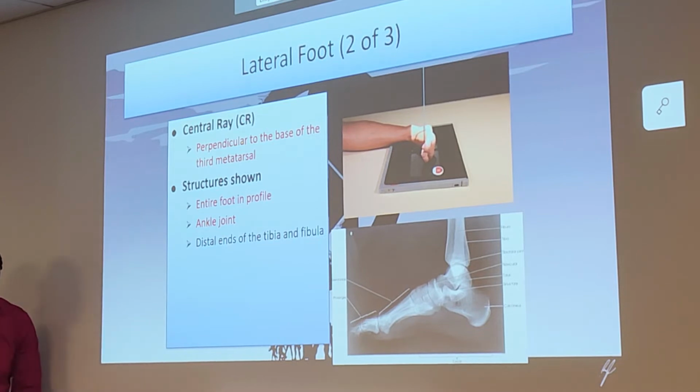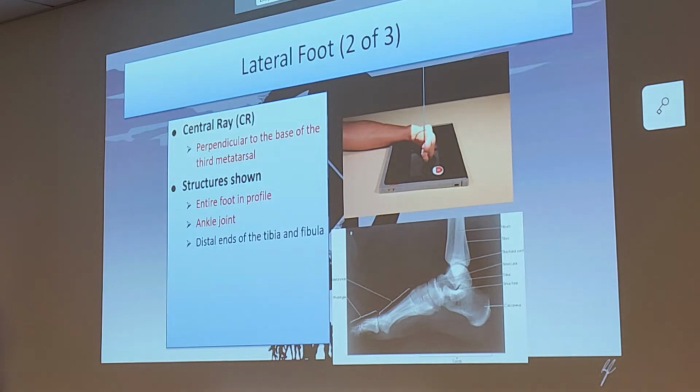Okay. So the central ray is perpendicular to the base of the third metatarsal. So AP axial, AP lateral, they're all based on the third metatarsal. You kind of have to eyeball it. It's usually just the mid of the foot. You find the midpoint of the foot, and then that's how you usually do it.